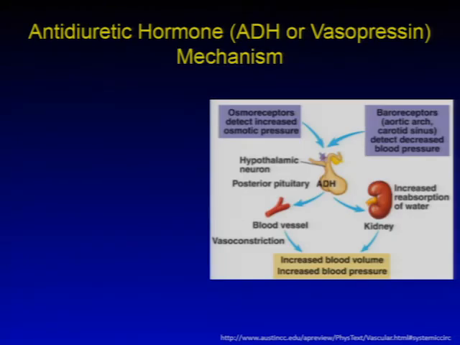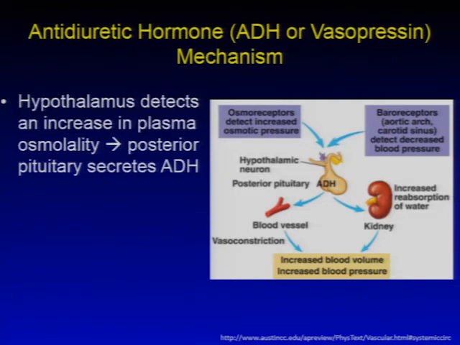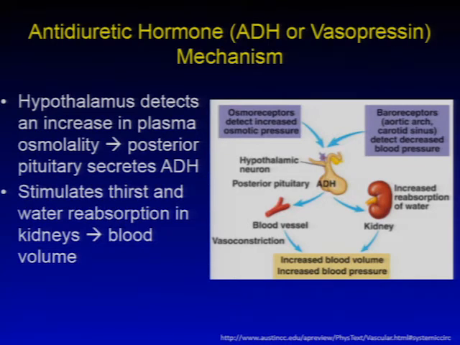Antidiuretic hormone, or vasopressin, is another mechanism within the body that responds to changes in plasma osmolality. The hypothalamus detects changes, which sends a signal to the posterior pituitary gland, which is responsible for secreting antidiuretic hormone. The antidiuretic hormone then also affects blood pressure directly by causing vasoconstriction, but it also stimulates water reabsorption within the kidney. These both lead to increases in blood volume and blood pressure. The other mechanism by which the hypothalamus affects blood volume is it stimulates thirst.